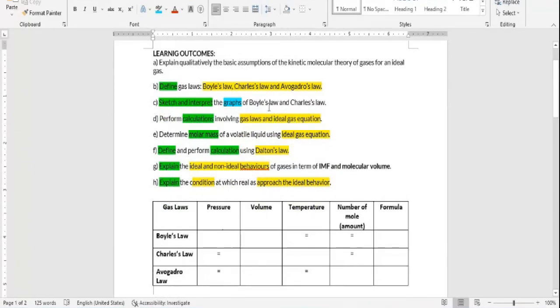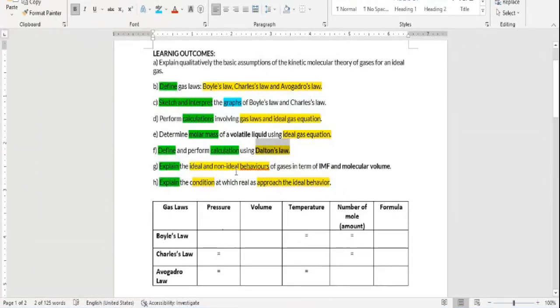At the same time, we will derive it by using density and molar mass. Then we can calculate the molar mass of an ideal gas, of a volatile liquid using the ideal gas equation. So we are calculating the volatile liquid. And then we need to know what is Dalton's law, and perform the calculation for Dalton's law.